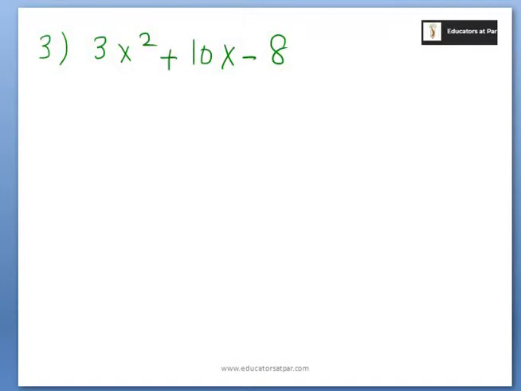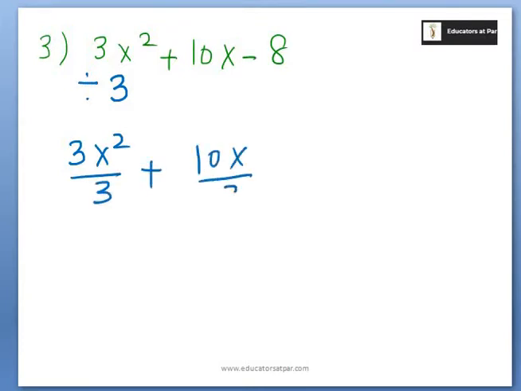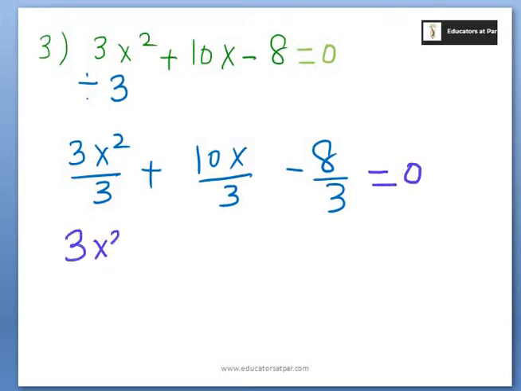In the previous problems, our coefficient of x² was 1. Now in this, the coefficient of x² is 3. So the first step is we are going to divide everything by 3. So 3x² divided by 3 plus 10x divided by 3 minus 8 divided by 3. Then we take the constant term to the left side. The constant term is −8/3.